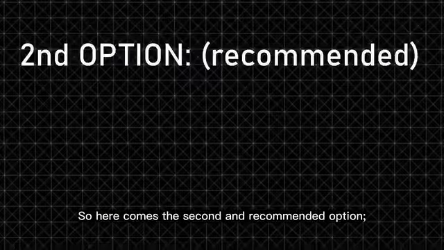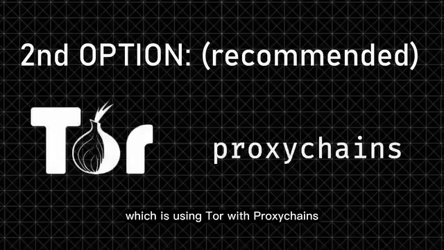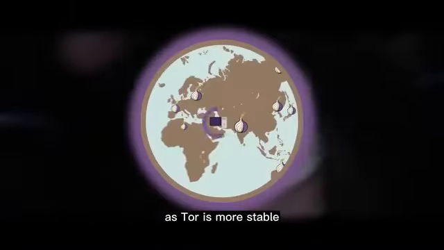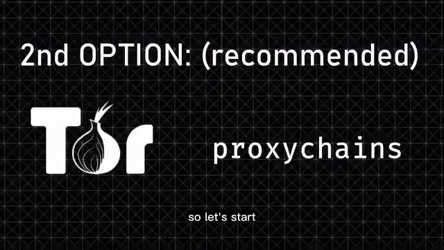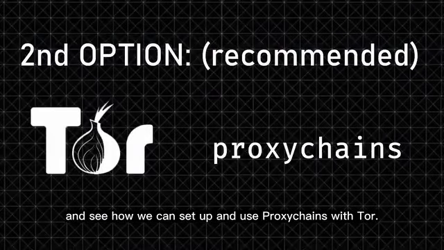So here comes the second and recommended option, which is using Tor with proxy chains to hide our identity, as Tor is more stable and there are multiple proxies involved, which makes it hard to track down our location. So let's start and see how we can set up and use proxy chains with Tor.